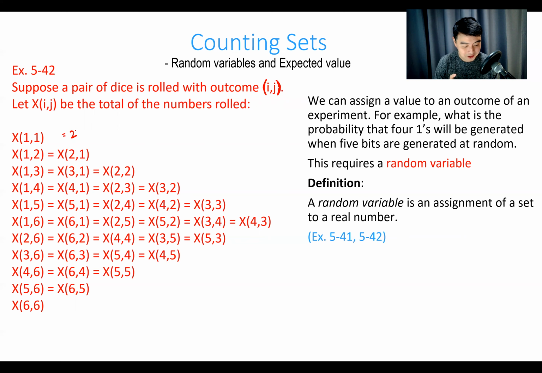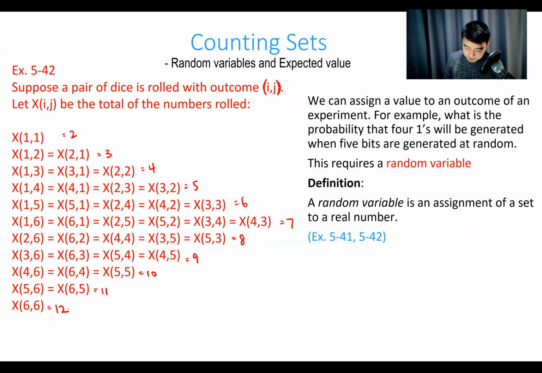Okay, so again, remember, what random variables are doing is assigning outcomes to numbers. Assign an outcome to a number. Here you see that if I roll a one followed by a two, or vice versa, then the answer here is three. The answer here would be four. The answer here would be five, six, seven, eight, 9, 10, 11, and 12.